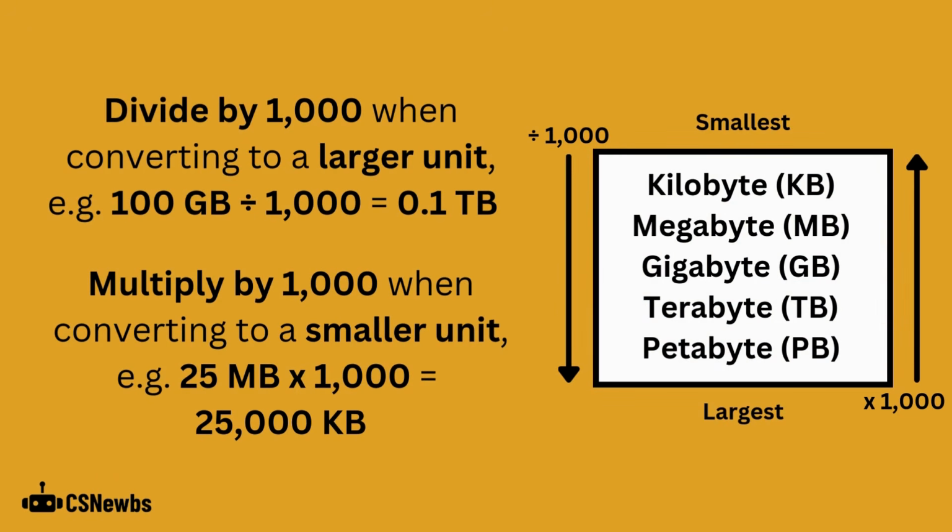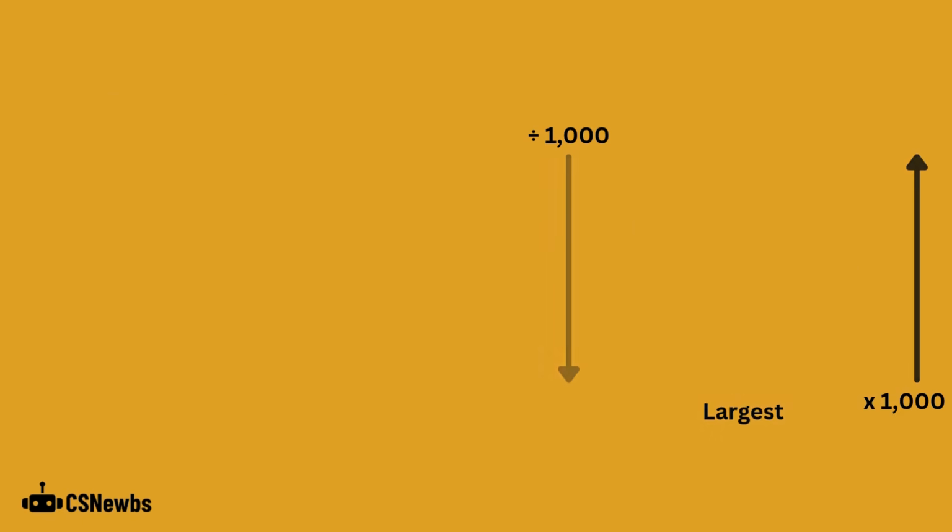You must divide by 1000 when converting to a larger data unit. For example, 100 gigabytes divided by 1000 would give you the equivalent in terabytes, which is 0.1. You must multiply by 1000 when converting to a smaller data unit. For example, 25 megabytes multiplied by 1000 would give you 25,000 kilobytes.